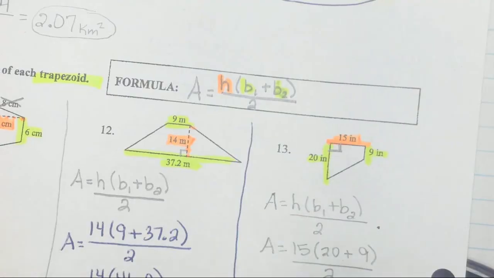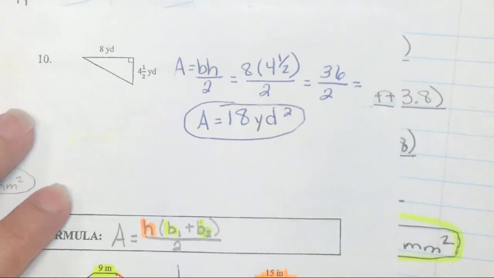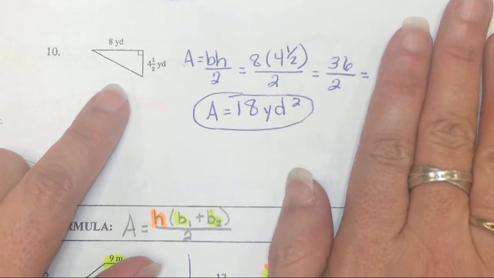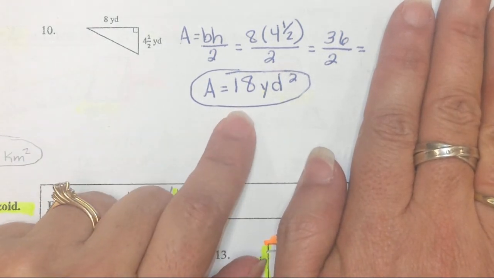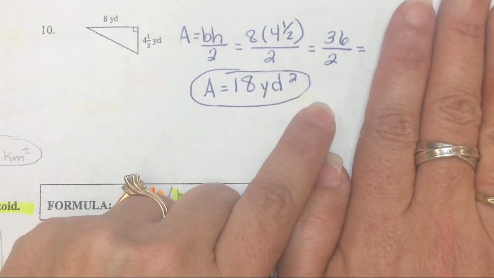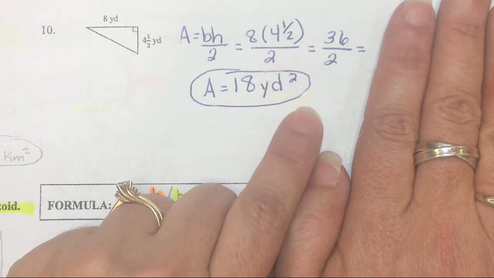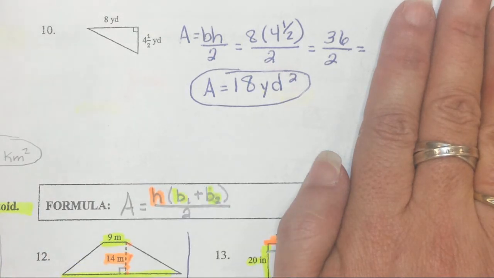Basically, I've had it paused while they worked on some problems. Okay, this is the study guide. So number 10, up in the corner where there's a triangle, I ended up getting 18 yards squared. Base times height divided by 2. I know I'm jumping around a little, but this way y'all can see them all.